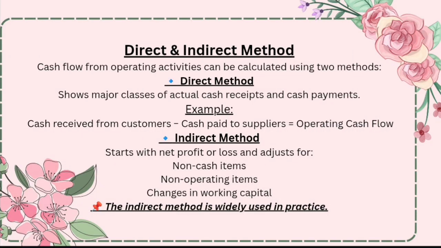Now for your better clarity, here are the direct and indirect methods. Cash flow from operating activity can be calculated using two methods, the direct method and the indirect method. The direct method shows the major classes of actual cash receipts and cash payments. For example, cash received from customers minus cash paid to suppliers is equal to operating cash flow. And the indirect method starts with net profit or loss and adjusts for non-cash items, non-operating items, and changes in working capital. The indirect method is widely used in practice.